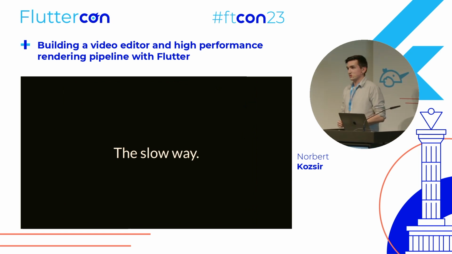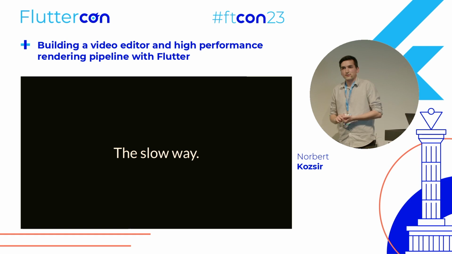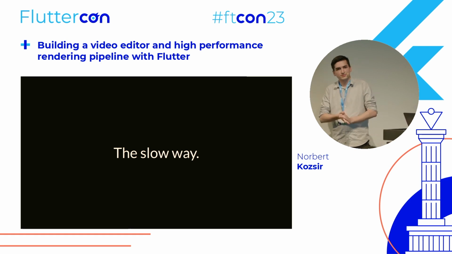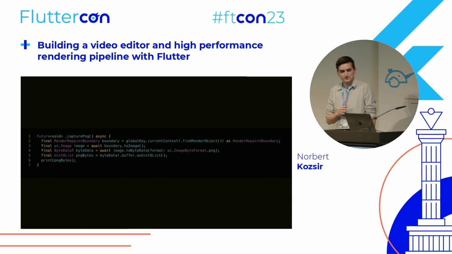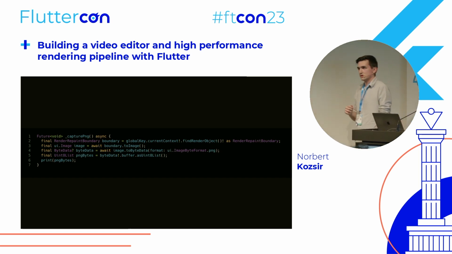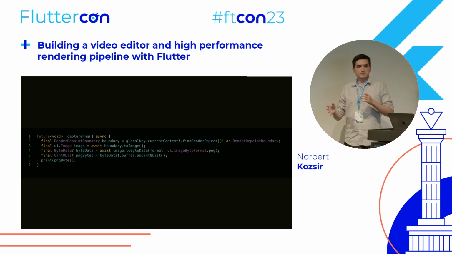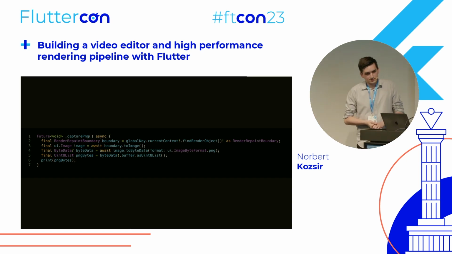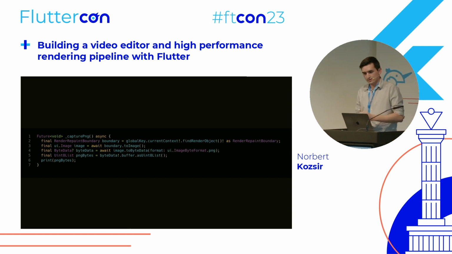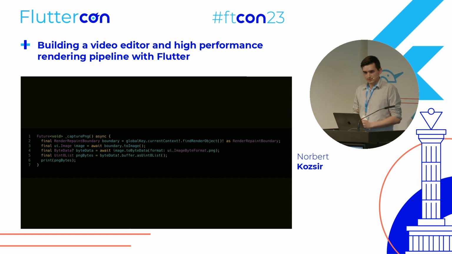So let's start the slow way, but the simple way. How do we get frames out of Flutter and put them into a video? Simple, we can just use a repaint boundary. A repaint boundary is a widget that creates its own layer, so the painting is on a different layer and the GPU can do a bunch of fancy things. And there's this fun function where you can find the render object for the repaint boundary, and we can actually call toImage on the boundary.